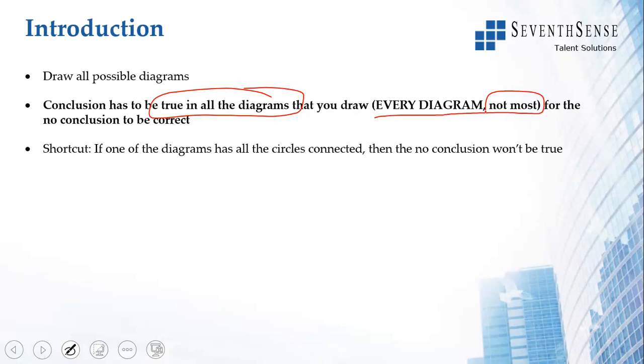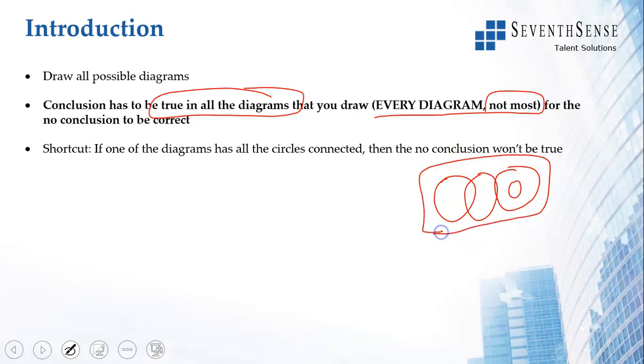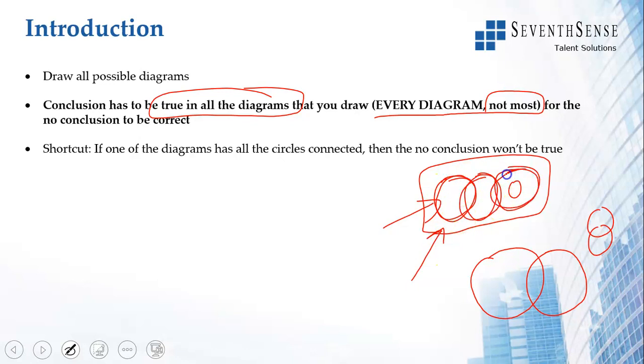Okay, one shortcut. Let's say there are some statements, and in any drawing all of these circles are connected, like this, then the no conclusion won't be true. You don't have to look at other diagrams. If any drawing has all the circles connected, not separate, if there's some overlap, then the no conclusion won't be true. Just remember this as the shortcut. You don't have to look at all the potential drawings then.